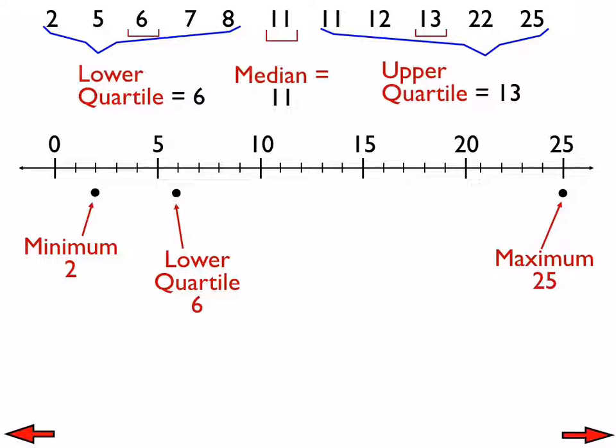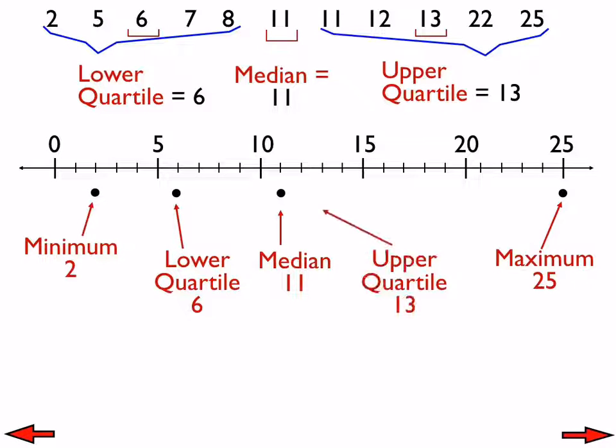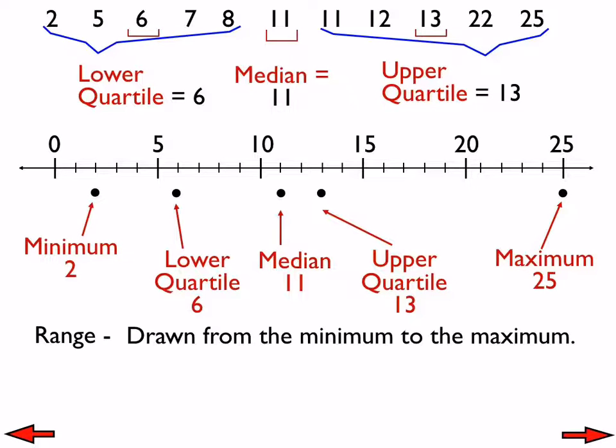Now I'm going to plot the lower quartile, which I found a minute ago. That's a 6. Then I'm also going to plot 11, because that's the median. Then I'm also going to plot the upper quartile, which is 13. This is sometimes called a box and whisker plot. Box and whisker. First thing we're going to do is we're going to draw a line from the minimum to the maximum, like that. We're just connecting all of them together. That's where the word whiskers comes from.